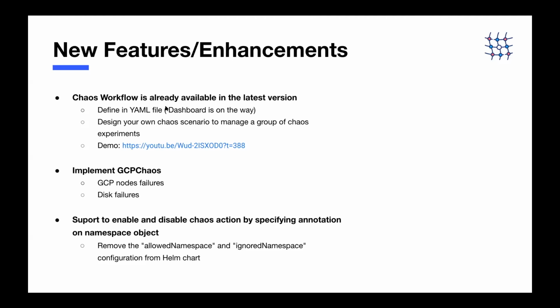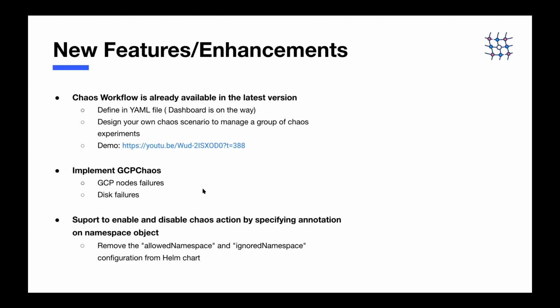In this month, we have merged this feature into our master branch, and you can use it in the latest version. At present, you can define the chaos workflow in YAML files, and also manage a group of chaos experiments. For example, if you want to run some chaos actions in order, you can use it. You can also run some chaos actions at the same time using our chaos workflow. In the next month, we will start to define the chaos workflow in our chaos dashboard.